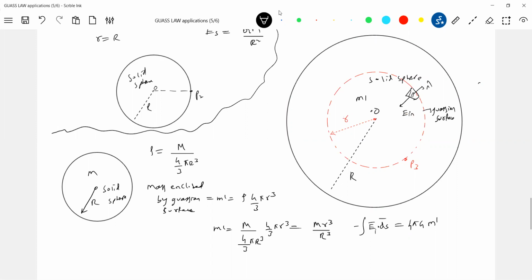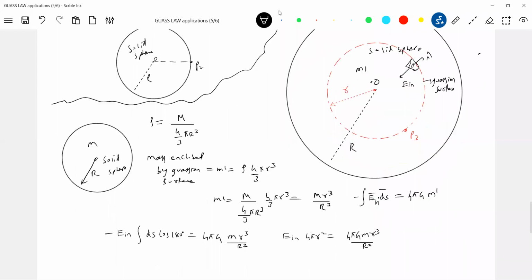Let's write the formula. At all points E in will be constant. So this will become integral of dS cos 180 equals 4 pi G m r cube by capital R cube. Integral of dS, this will be E in times integral of dS. How much will you get? 4 pi r square. The 4 pi r square gets cancelled. So finally, how much are we ending up with as the answer?